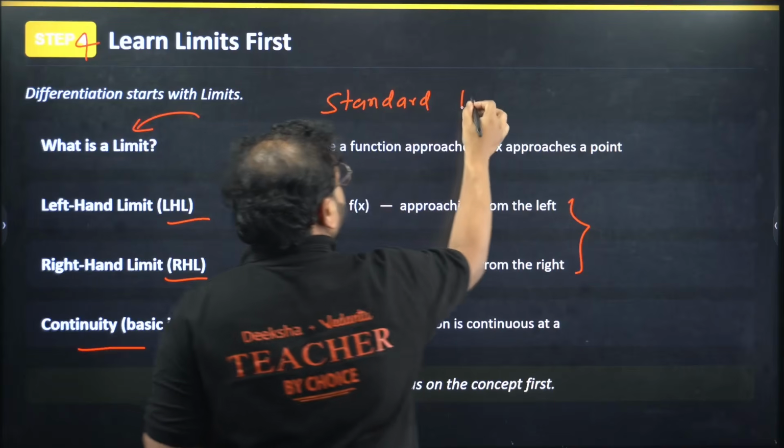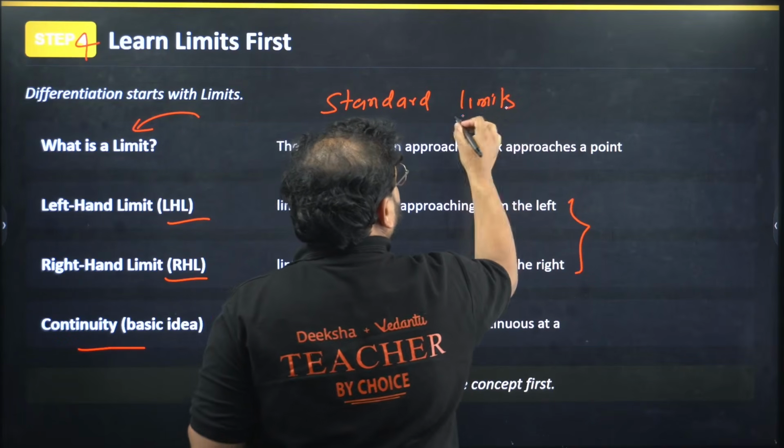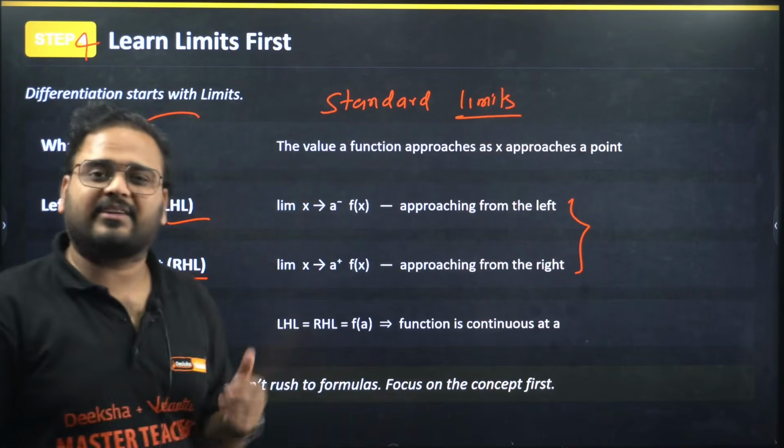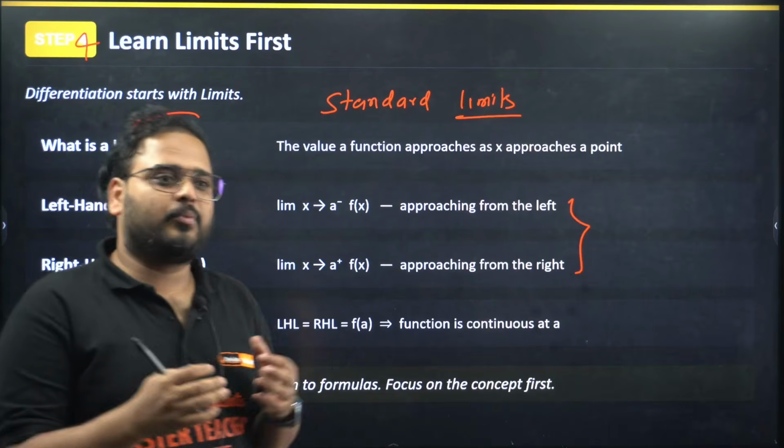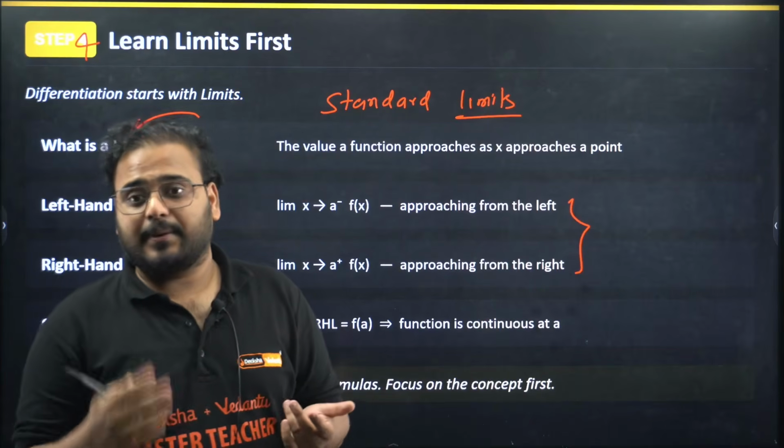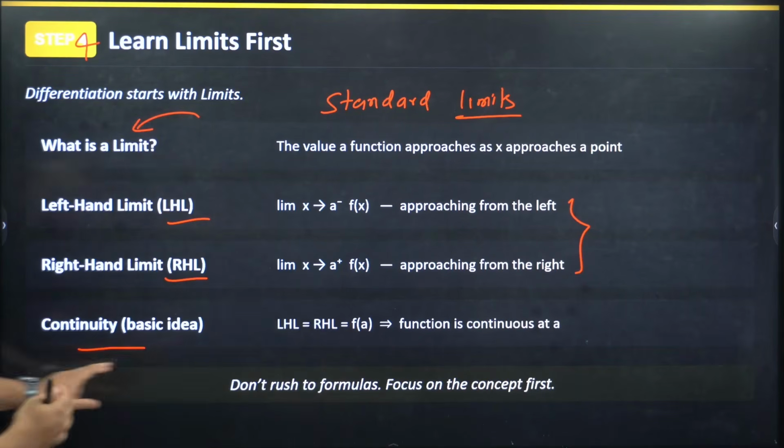Standard limits. You need to remember all these formulas, okay? Different types of forms are there. Try to prove some of them to be able to understand limits in a better way. Okay, very, very crucial. Moving on.